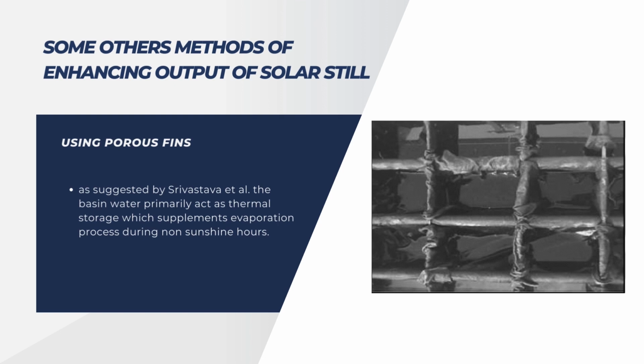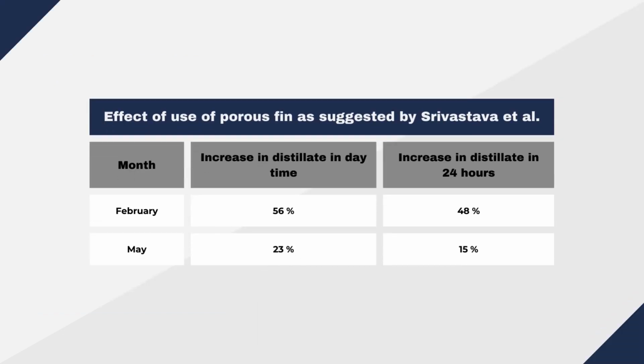Using porous fins in the basin of the water, for the same reason of increasing the evaporation rate and the water temperature, as suggested by Srivastava et al. The basin water primarily acts as a thermal storage which supplements the evaporation process during low insolation, besides giving a reasonable nocturnal output even after sunset. A 56% higher daytime distillate and 48% higher for 24-hour duration was obtained in the month of February over a conventional still, whereas in the month of May 23% higher daytime and 15% higher for 24-hour was achieved.